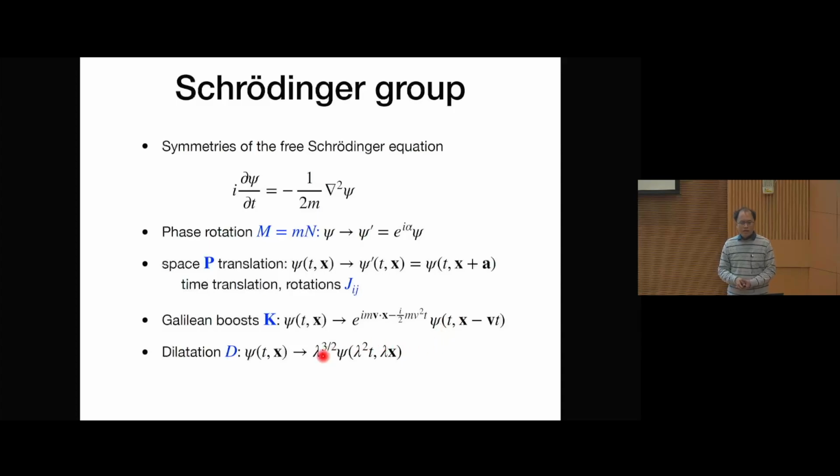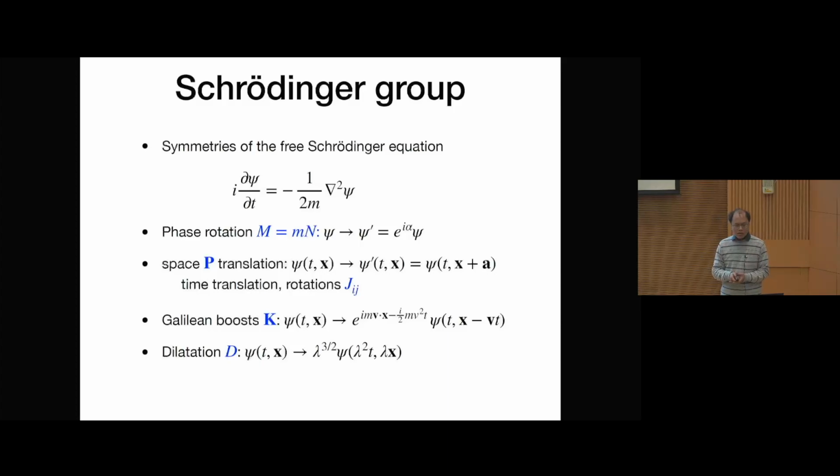Dilatation is another transformation. We replace x by lambda x and t by lambda squared t, and we can generate a new solution. Here I'm being pedantic and multiply the wave function by lambda to the power 3/2 so that the new wave function is normalized to 1 as the old wave function.